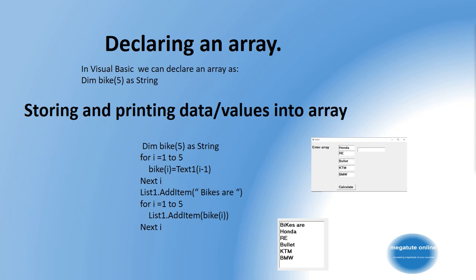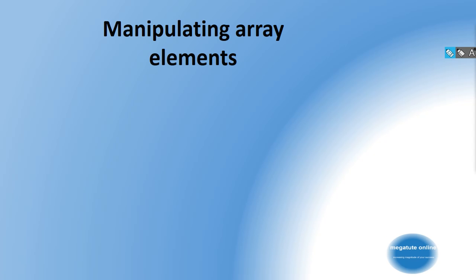So this is the way we input and take data from the array. We store data into the array and we pull out the values from the array in Visual Basic. Now, how do we do a little manipulation in the array in Visual Basic?